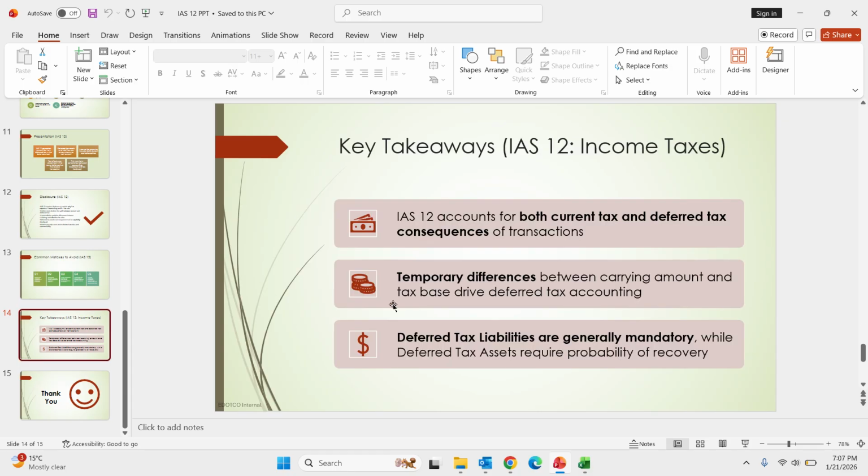Lastly, the key takeaways. First, IAS 12 accounts for both current tax and deferred tax. This means tax reporting looks at both today's tax and also future tax effects. Second, temporary differences between the carrying amount of assets or liabilities and their tax base are what drive deferred tax accounting. These timing differences explain why deferred tax arises. And finally, deferred tax liabilities are generally mandatory, meaning they must be recognized when taxable temporary differences exist. In contrast, deferred tax assets are only recognized when recovery is probable, so there must be enough future taxable profits. These 3 points capture the core logic of IAS 12.